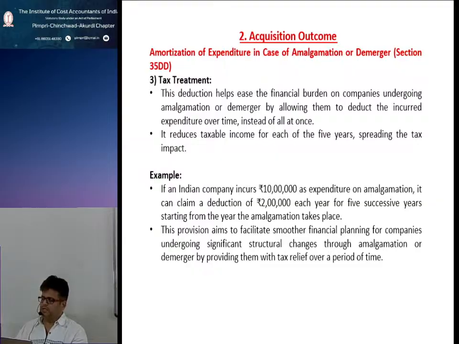The tax treatment for 35DT is that this deduction helps ease the financial burden on companies undergoing amalgamation or demerger by allowing them to deduct the incurred expenditure over time instead of all at once. It reduces taxable income for each of the 5 years, spreading the tax impact. Example, if an Indian company incurs 10 lakh as expenditure on amalgamation, it can claim a deduction of 2 lakhs each year, that is 20% for 5 successive years starting from the year the amalgamation takes place. This provision aims to facilitate smoother financial planning for companies undergoing significant structural changes through amalgamation or demerger by providing them with tax relief over a period of time.